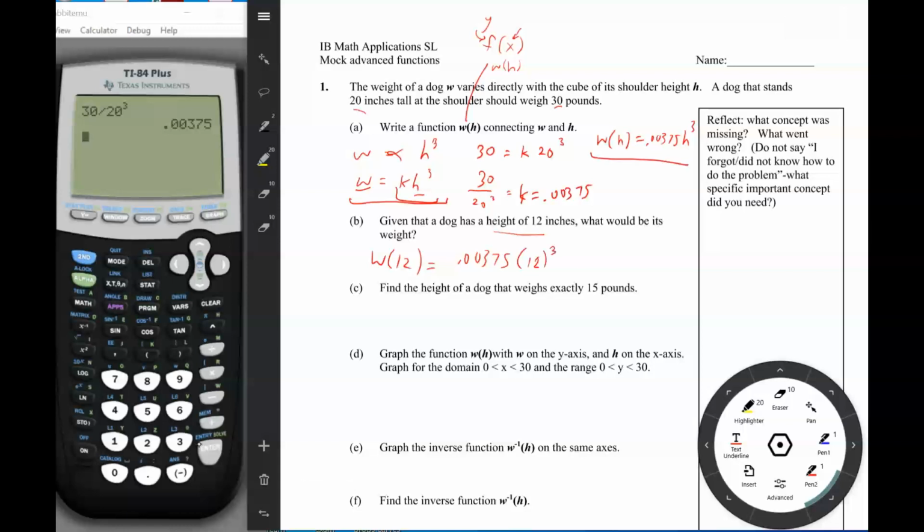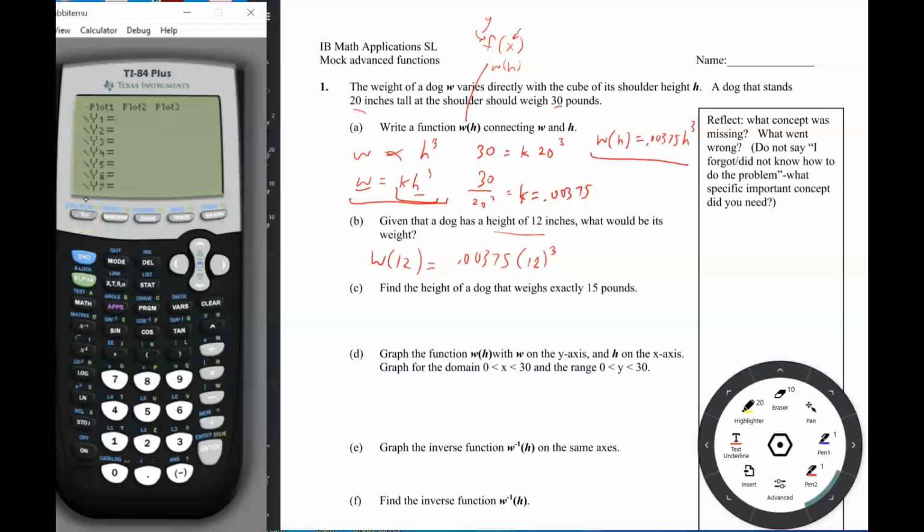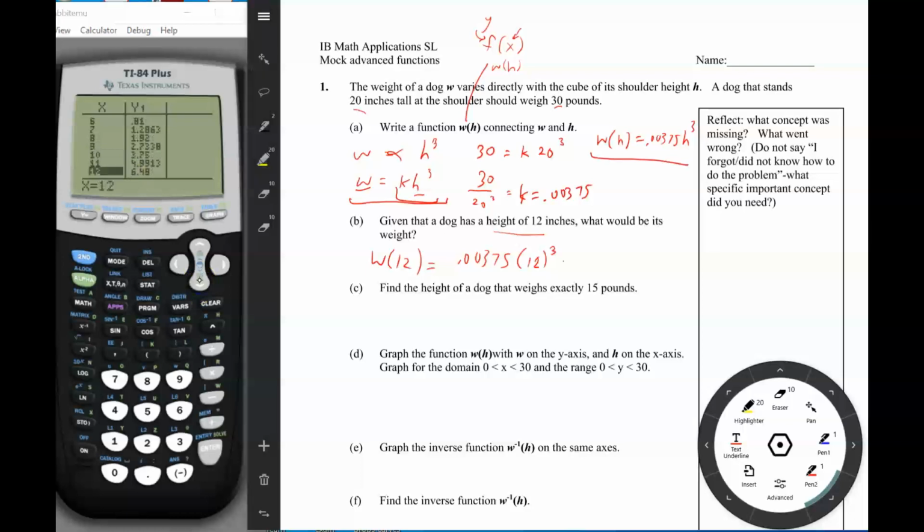Okay. So now since I'm probably going to answer more questions using this function, I'm going to put this function into y1. Instead of 12 cubed, I'm just going to put x cubed, and then I'm going to use the table to figure out what the value is at x equals 12, or h equals 12. So there it is. The value is going to be 6.48.